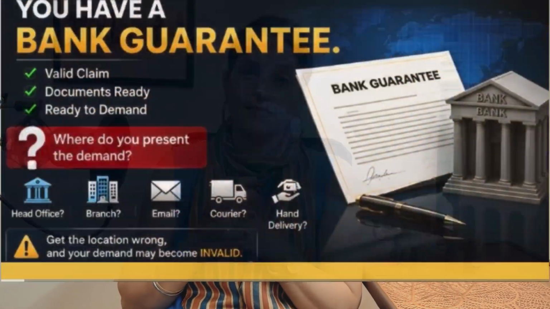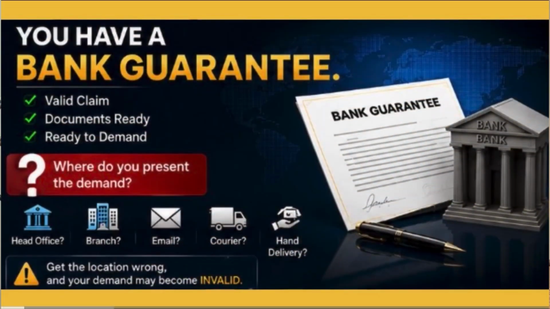Imagine this, you are holding a bank guarantee, you have a valid claim. You have prepared all the required documents, you are ready to make a demand, but now a critical question arises. Where exactly do you present this demand? To the bank's head office? To a branch across the city? By email? By courier? By hand delivery? And if you get the location wrong, does your demand become invalid?